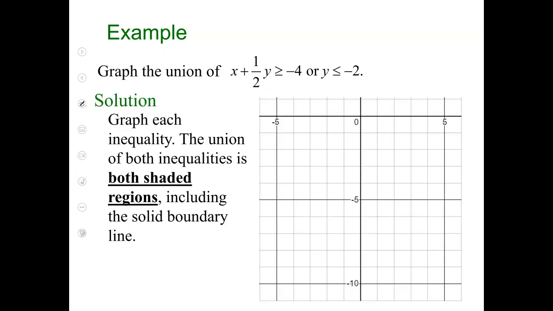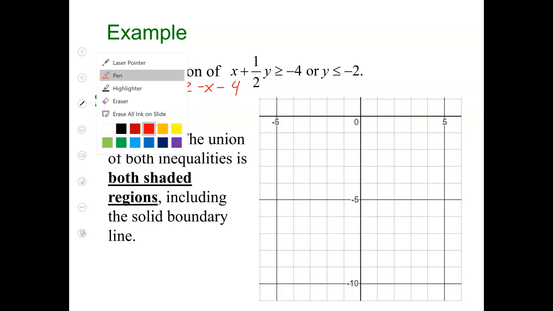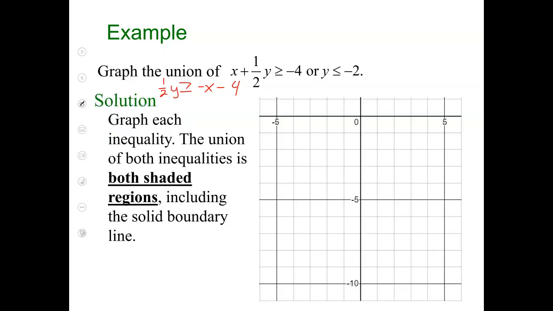Okay? Get this in slope-intercept form. Subtract x. So 1/2 y is greater than or equal to negative x minus 4. How do I get rid of my fractions? Oh, multiply by the reciprocal. So I'm going to multiply by 2. Right? Multiply this by 2. Multiply this by 2. Y is greater than or equal to negative 2x minus 8.